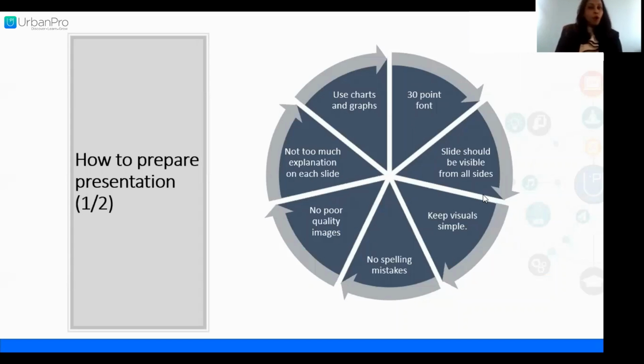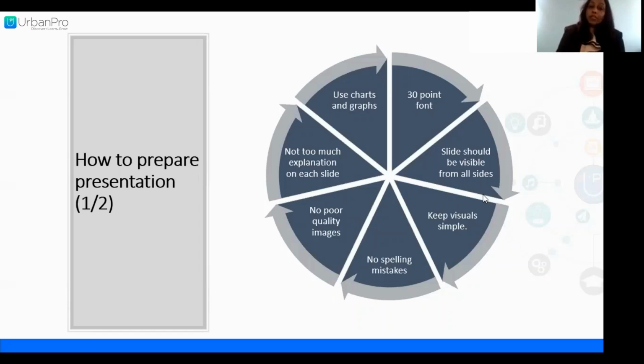Slides should be visible from all sides. So make sure that if it is a big hall and the audience is sitting in a semicircle form, then it is visible from all the sides. Keep visuals simple. There should not be too many things on the slide because it will confuse the audience. No spelling mistakes, understandable. No poor quality images. If you are using images, they should be of very good quality. They should be clear, not too many colors.